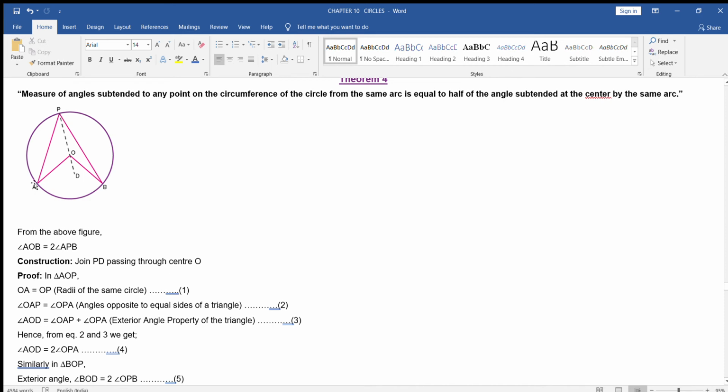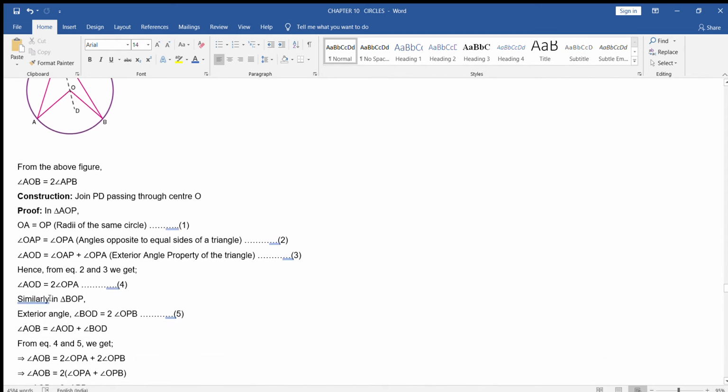And one more thing we are having, the exterior angle property, that this angle AOD is equal to the sum of the opposite two angles. Okay, and just see, if these two angles are equal, we are taking only one. Means we are taking this AOD is equal to twice of APO. Okay, this we have done here.